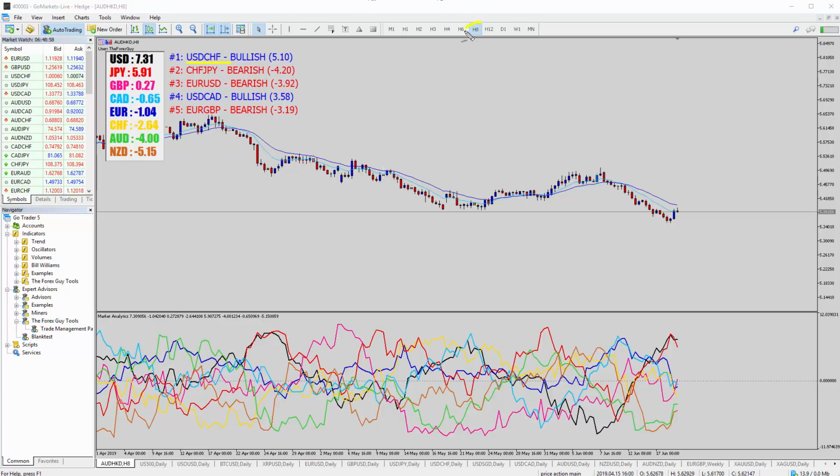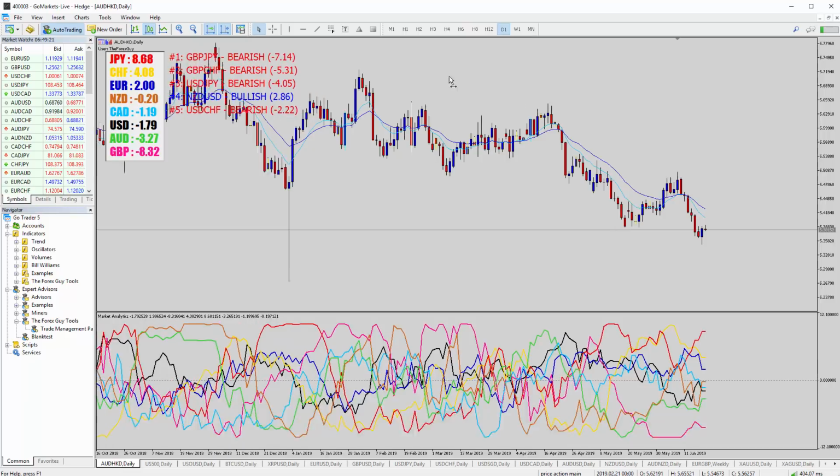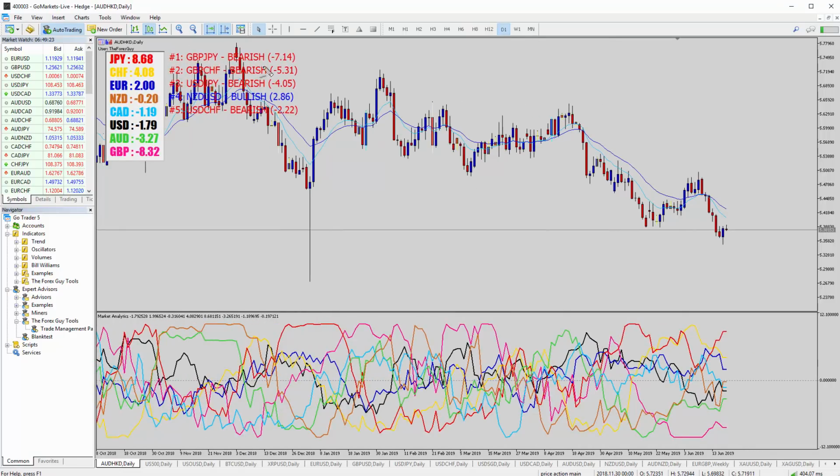But we're actually looking at the 8-hour here. I thought the 8-hour would give us a bit more of a granular look at the markets, of what's happening right now. The daily might move a little bit too slow, but we can look at the daily. You can see that the data changes.